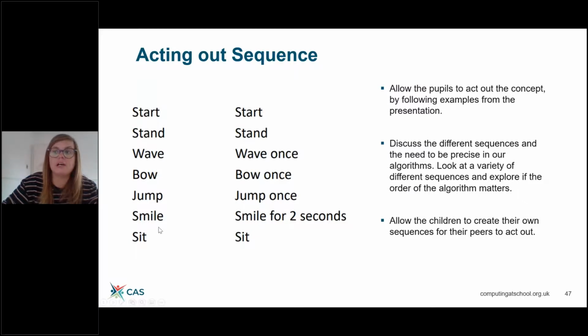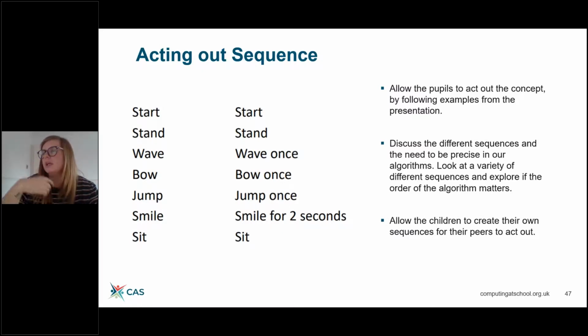So stand, wave, bow, jump, smile, sit. And I literally say go. You're the robot. This is my algorithm. Act it out. It just gives them a chance to think, well, this is what a sequence is. It's something in a specific order. On the PowerPoint, there's different ones. So we're talking about how is this one better because it's more specific. Someone could wave 5 times, someone could wave once. Both of them are right because the computer, or the algorithm, hasn't told me how many times to do it.